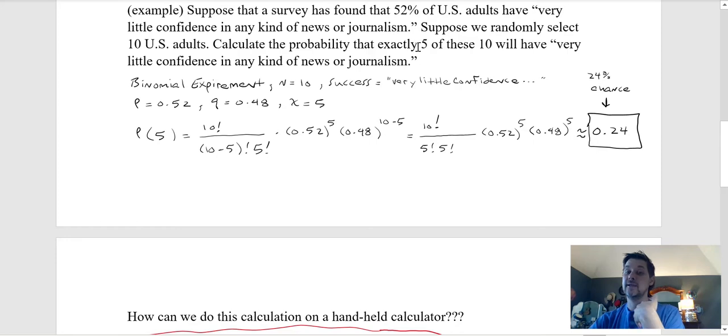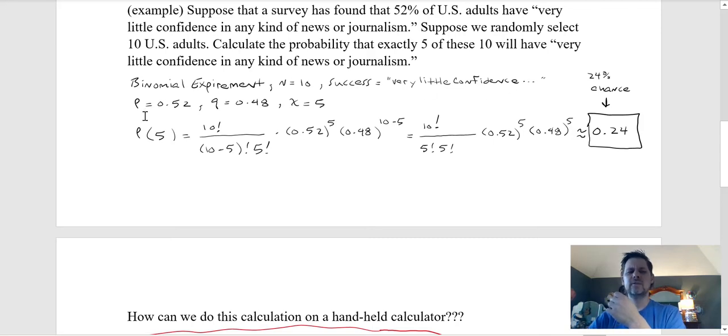Now, suppose we randomly select 10 people, right? Calculate the probability that exactly 5 of these 10 will have very little confidence in any kind of news or journalism. So that's a binomial experiment as you select those 10 people and go through them one at a time to see whether they feel that way or not. So it's a binomial experiment. We might say n will be 10 trials, and I'll define success as the person that you ask at the moment saying they have very little confidence in any kind of news.